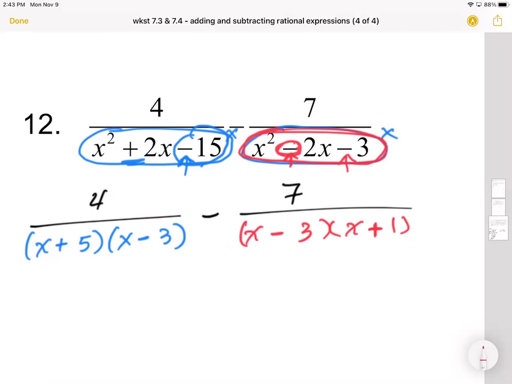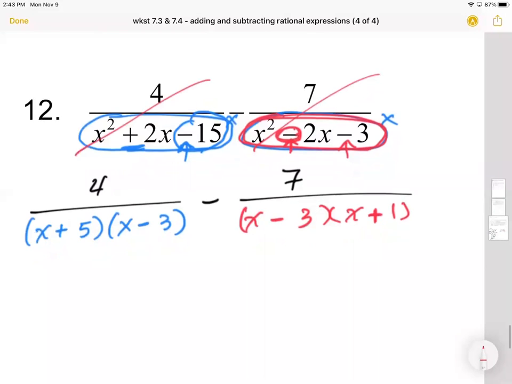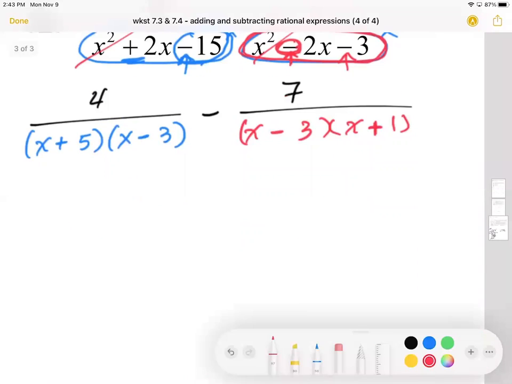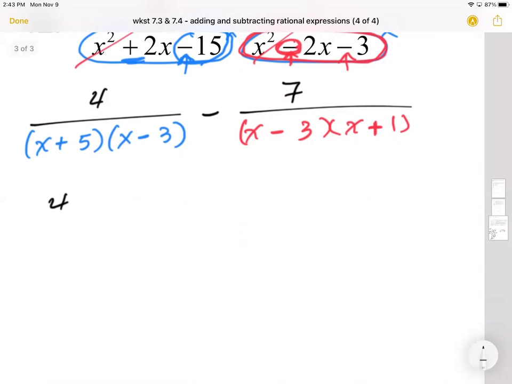Okay, so because of the x squared, I factored them out. So now this is my new problem. I changed the look of the problem, but I did not change the problem itself. Once you factor them out, this is what you ask yourself: what are you missing on the blue side? On the blue side, I have x plus 5, x minus 3. What am I missing from the red side?